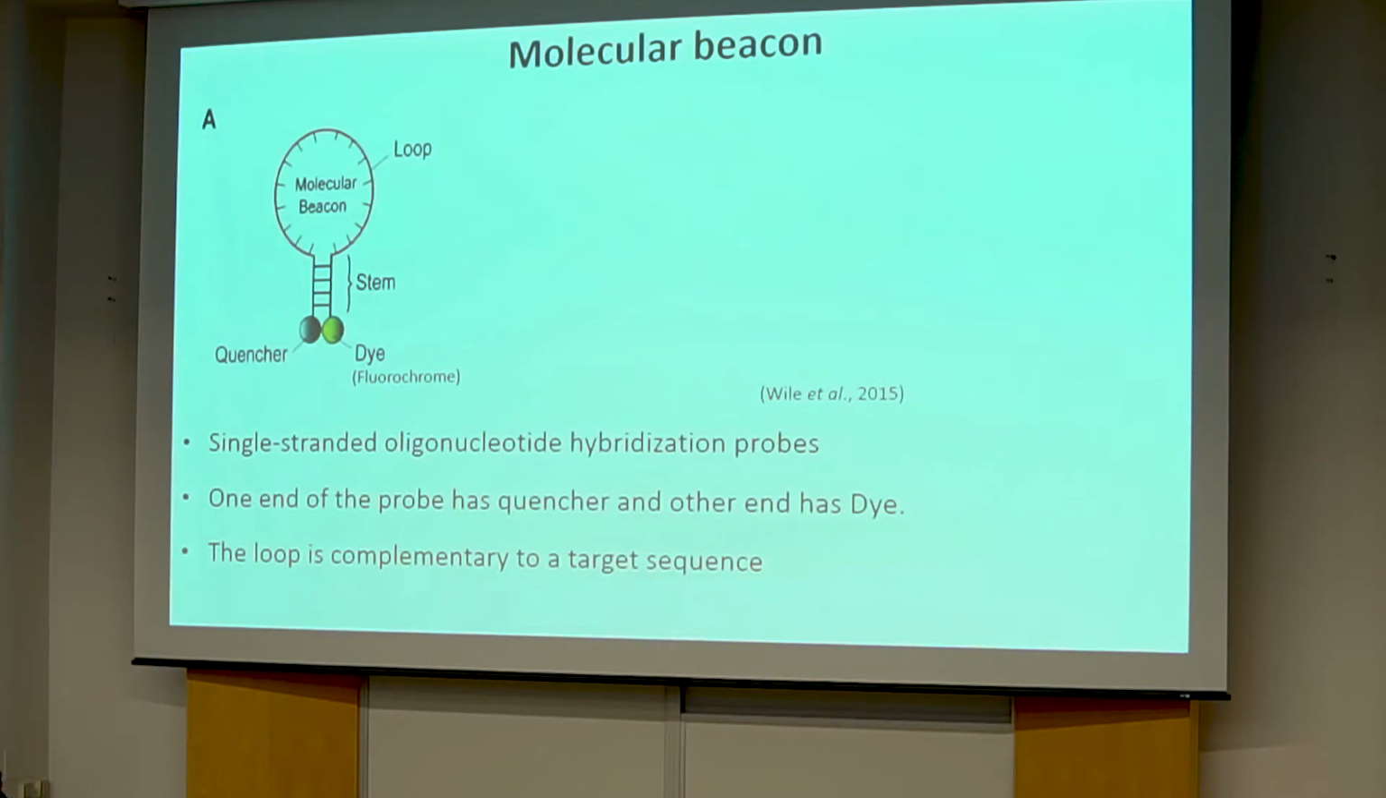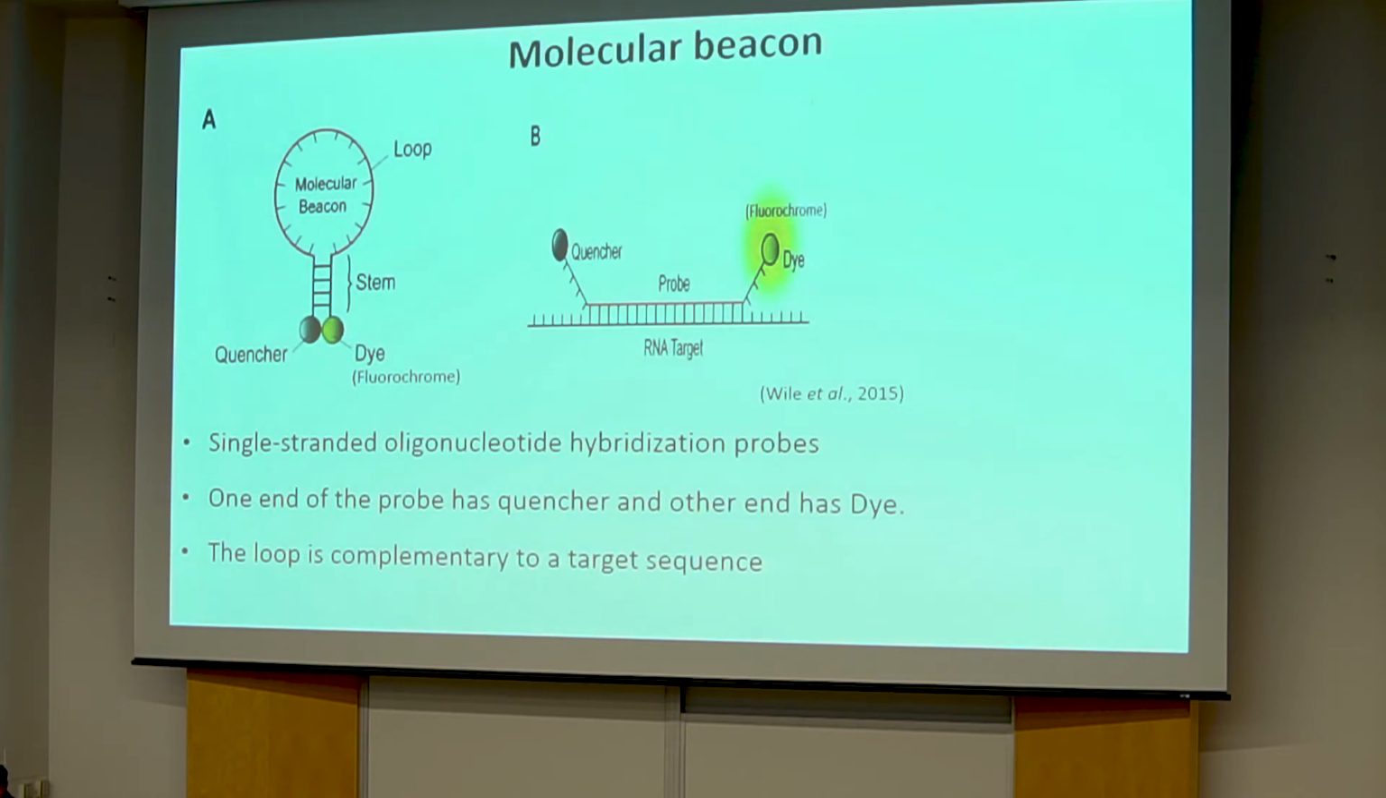So next, molecular beacon. In molecular beacon, we use a single-stranded oligonucleotide hybridization probe. In this probe, at one end there is a quencher, and at the other end there is a dye. When this probe is not hybridized, it forms a stem-loop structure, and the quencher quenches the dye and prevents it from emitting fluorescence.